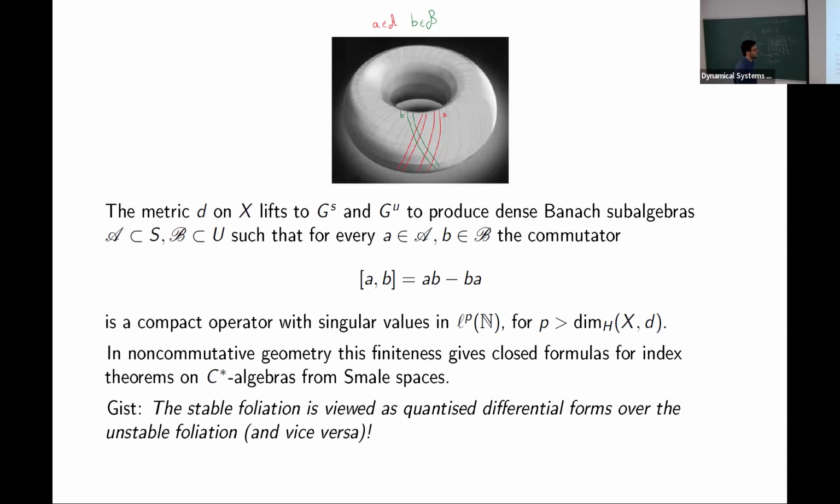And the following thing happens. If you consider the commutator, how much stable and unstable elements commute on the same Hilbert space that they act on, then you see that all these commutators are compact with singular values in L^p, with p greater than the Hausdorff dimension. And this is quite important for doing index theory in dynamical systems and computing topological invariants. And I will finish with this. First, I had obtained this.